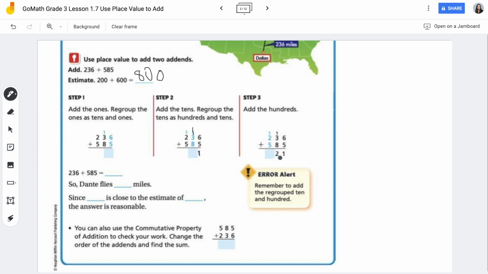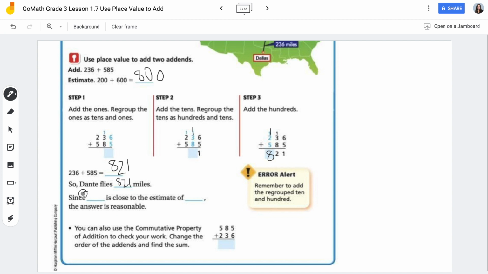A 2 in the tens place, it's really 120. And my 100 gets carried into the hundreds place. Now I have 5 plus 2 plus 1, so that is 8. So 236 plus 585 is 821. So going back to the problem, we need to answer it with our unit, miles. So Dante flies 821 miles.